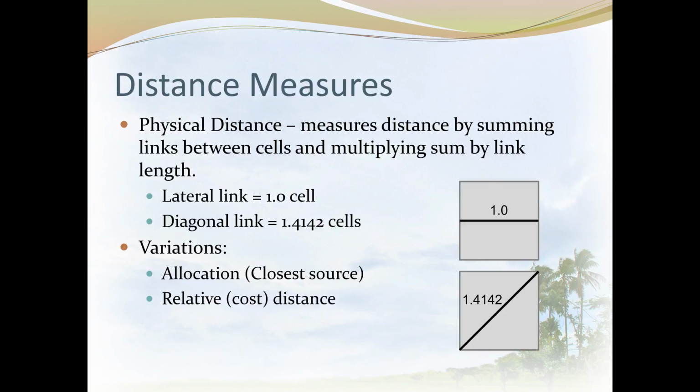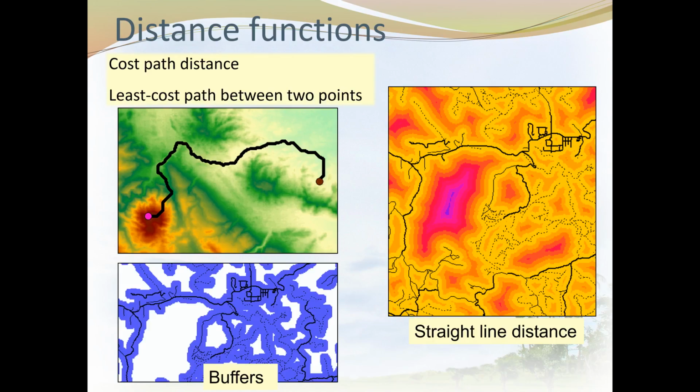Okay, so the distance measurements, so physical distance measures distance by summing links between cells and multiplying by link length. A lateral link we have as 1 cell, and a diagonal link it's just math, square root of 2, which is around 1.4142 cells. Okay. And variations are location, closest source, and relative cost distance. So let's look at some examples.